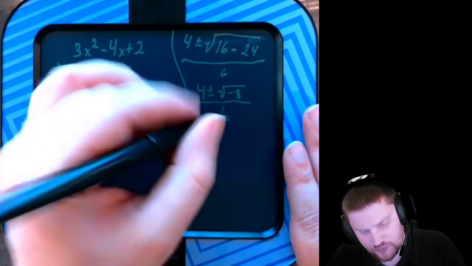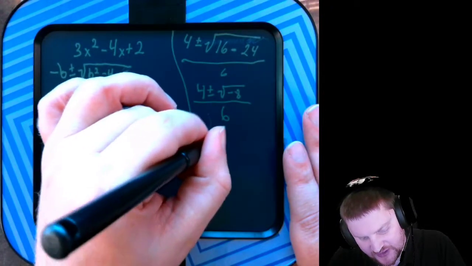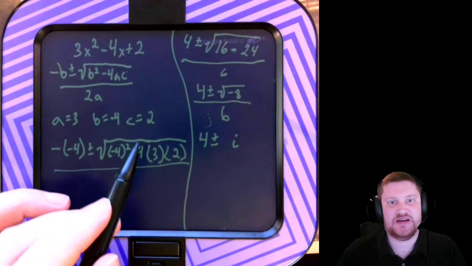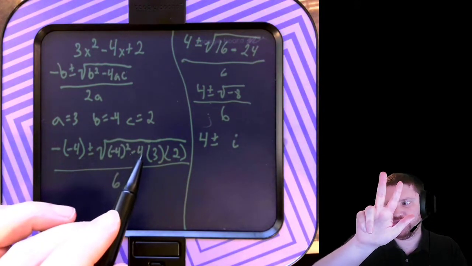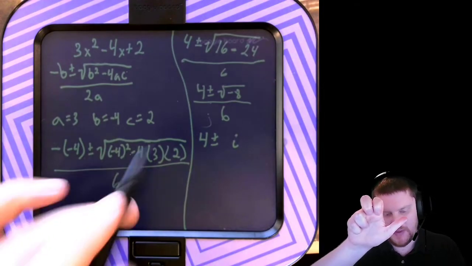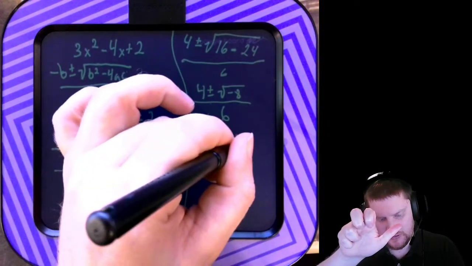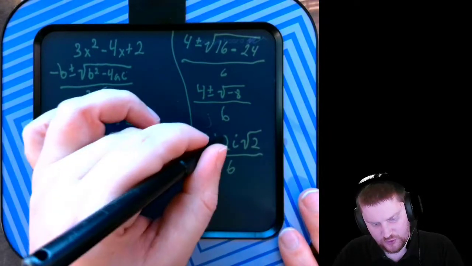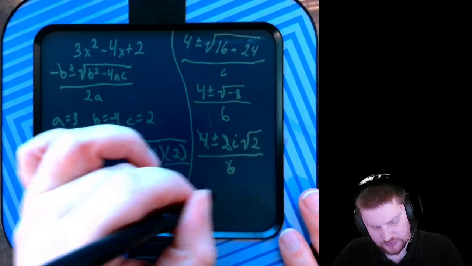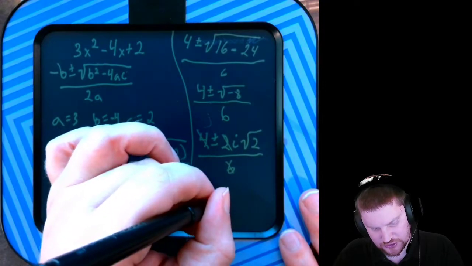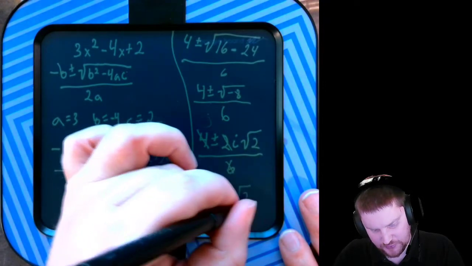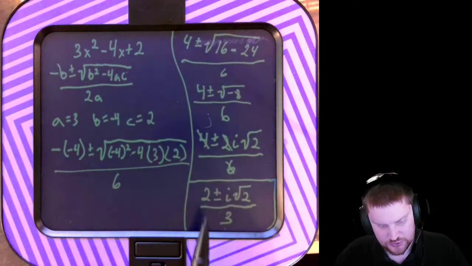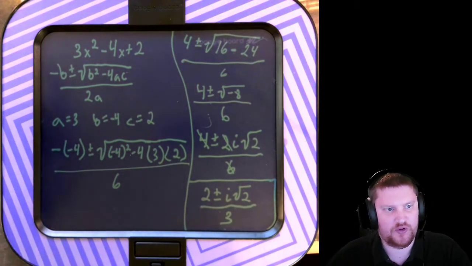Negative 8, we know that because it's negative we're going to have an i, and the square root of 8 is 2 times 2 times 2, so that's 3 2's. We can pull 2 of them out, leaving 1 on the inside. 4, 2, and 6 all share a 2, so divide each of those by 2. You get 2 plus or minus i root 2 over 3. So 2 plus or minus i root 2 over 3.